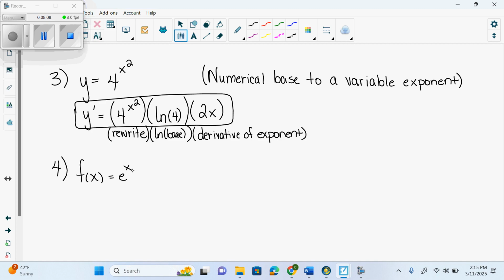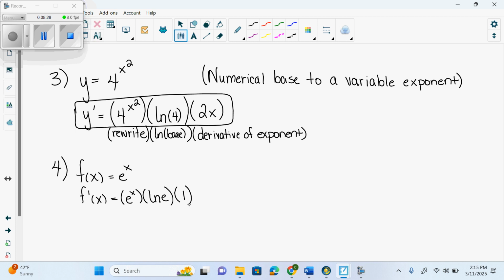So if we go to do the derivative of it, our first step is to rewrite it. Ln the base. And then derivative of the exponent, which is 1.